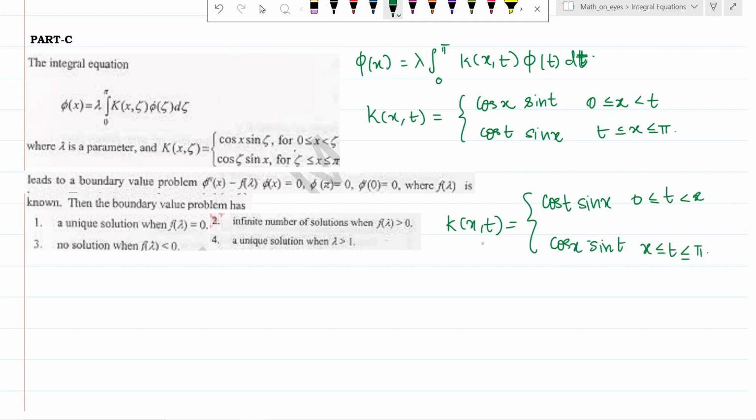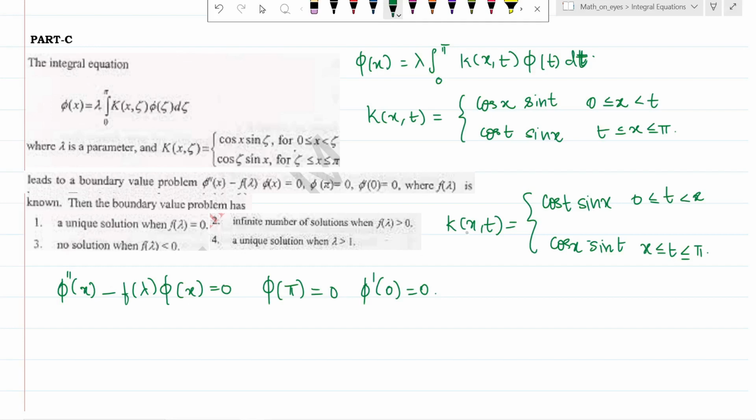Now we are able to replace the k of x comma t here in the integral equation. After this, they have given the boundary value problem phi double dash of x minus f of lambda into phi of x is equal to 0 with the boundary condition phi of pi is equal to 0 and phi dash of 0 is equal to 0. We need to find the f of lambda, which is a known function, and we need to verify the boundary value problem has a unique solution or infinitely many solution or no solution.